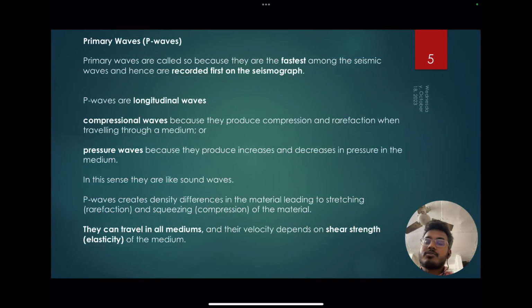Primary waves are called so because they are the first to reach the seismograph, because their velocity is highest. A seismograph is an instrument which is used to measure the magnitude of the earthquake, and we can also find out the time at which different types of waves occur at a seismograph.